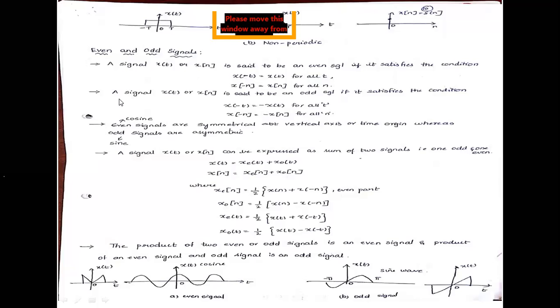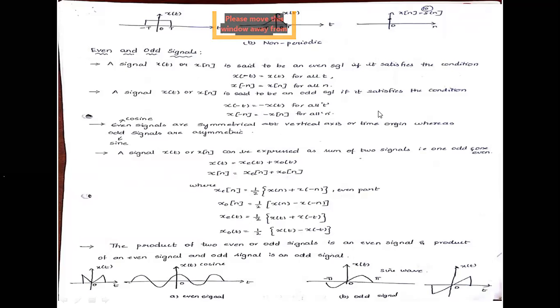But coming to the odd functions, a signal x of t or x of n is said to be an odd signal if it satisfies the condition x of minus t is equal to minus x of t, x of minus n is equal to minus x of n. So sine function, tan function, these are all odd functions. If you know cos is an even function, sine is an odd function. So what is tan? Sine by cos. Sine is an odd function means definitely tan is also an odd function.